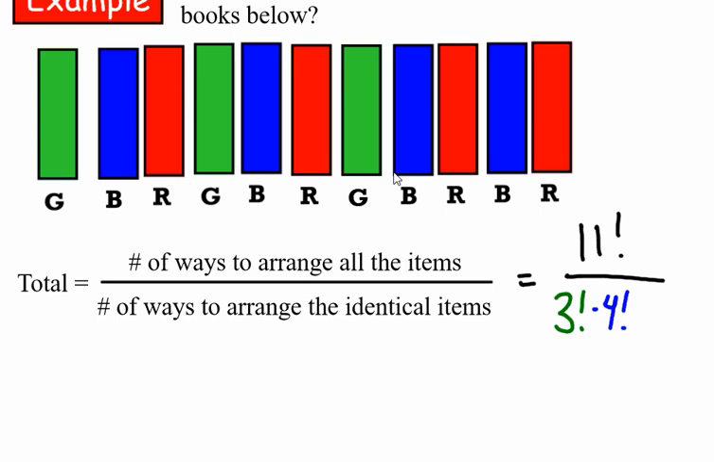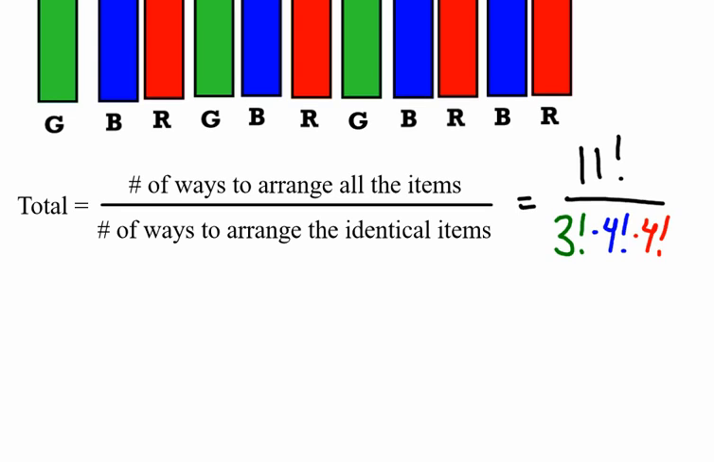And there's 1, 2, 3, 4 reds. So I need to divide by 4 factorial for the reds as well. And that will then tell me how many unique ways there are to rearrange all of them. So I need to take the total number of ways to rearrange all of the items and divide out the number of ways to rearrange the identical items, because I've overcounted those because they aren't uniquely different than the prior ones. So grab a calculator maybe.